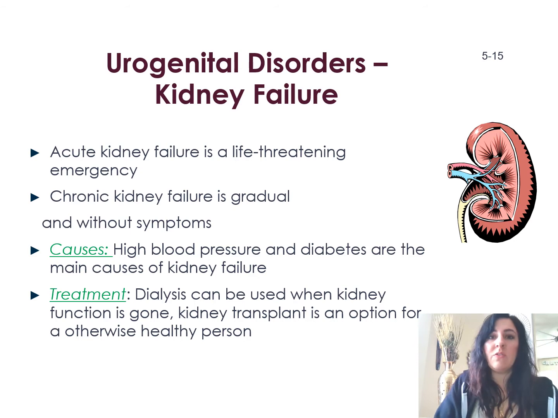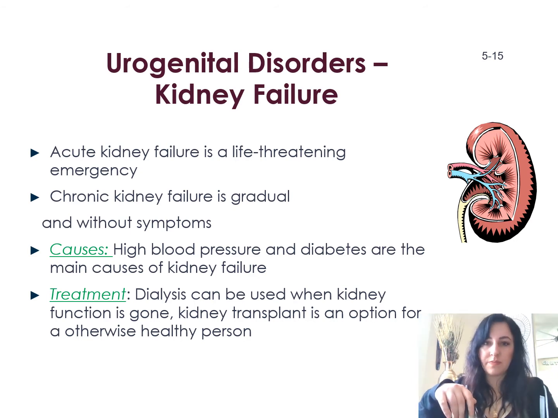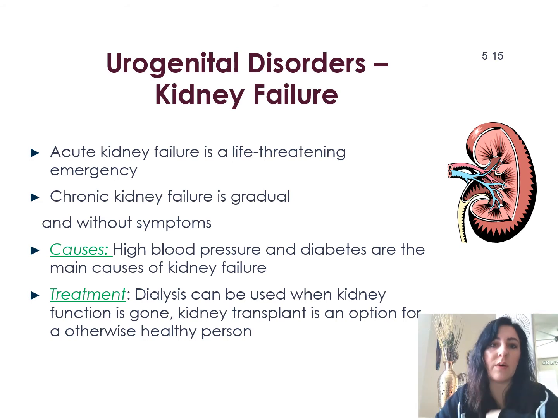Then we have urogenital disorders. So first we're going to look at kidney failure. Acute kidney failure is very episodic. This is a life-threatening emergency. And then there's chronic kidney failure, which is a slower, gradual process. Usually acute kidney failure is just an intense emergency. You have to get rushed into the hospital.